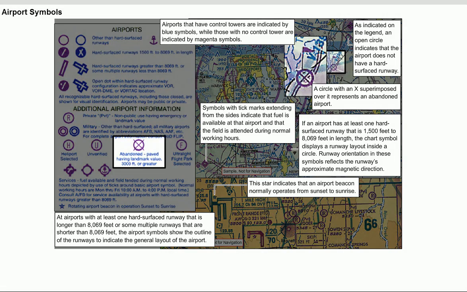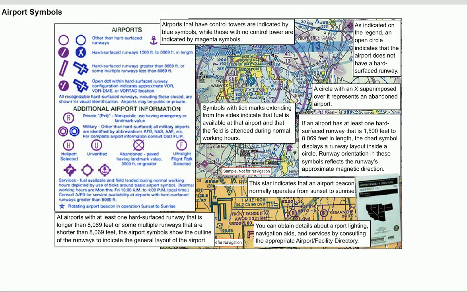A circle with an X superimposed over it represents an abandoned airport with a paved runway at least 3,000 feet long. These airports have landmark value. Keep in mind that you can obtain details about airport lighting, navigation aids, and services by consulting the appropriate airport facility directory.